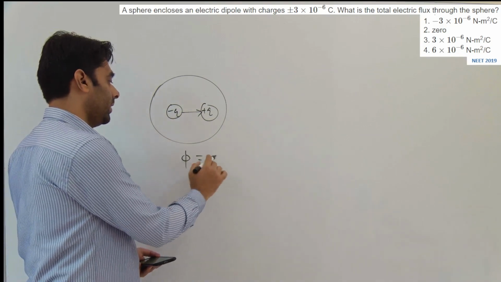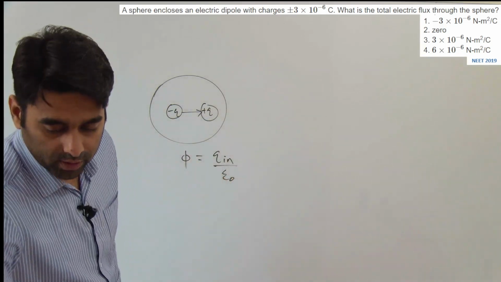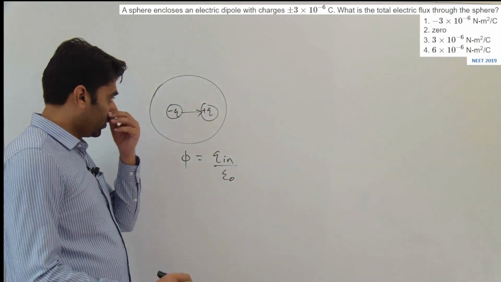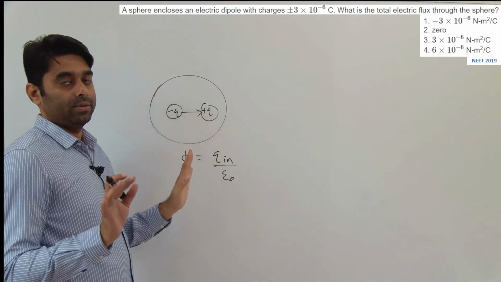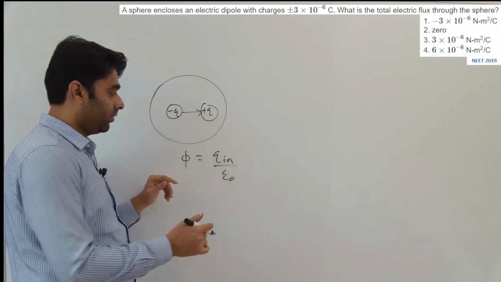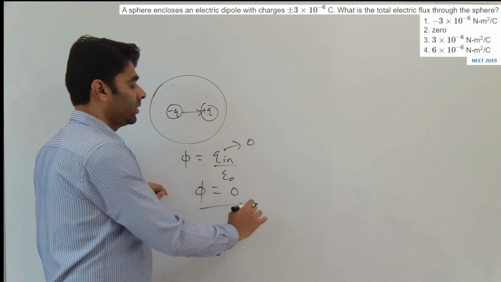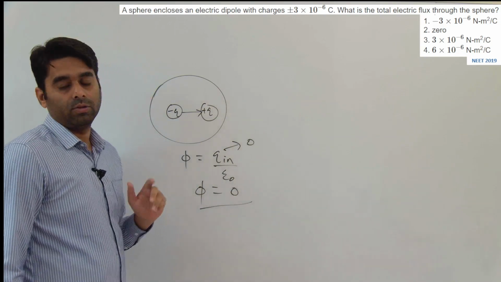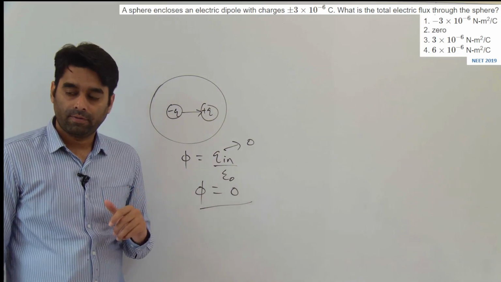Gauss law says electric flux is equal to q in by epsilon naught. Now if you notice over here, what is the net charge inside? Net charge is 0. Charges are there, but these are minus q and plus q, equal in magnitude and opposite in nature. That means q in is 0. Therefore, your flux will also be 0. So which option do we have? Option number 2 is our correct answer. Fine.